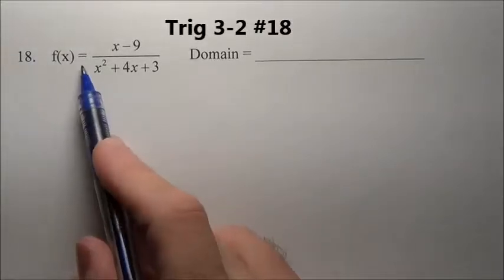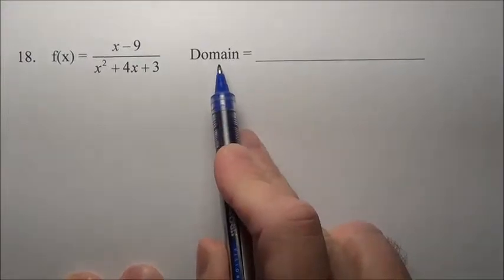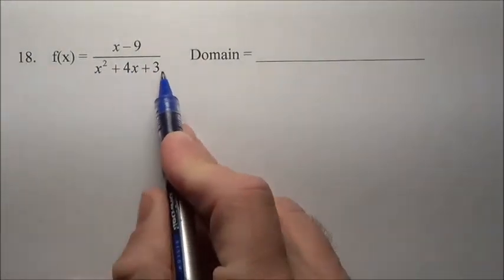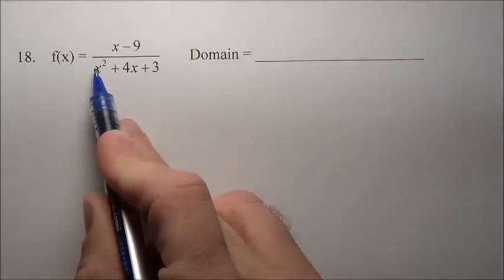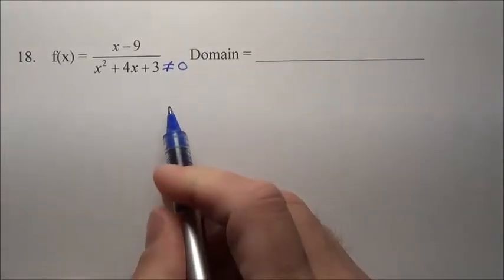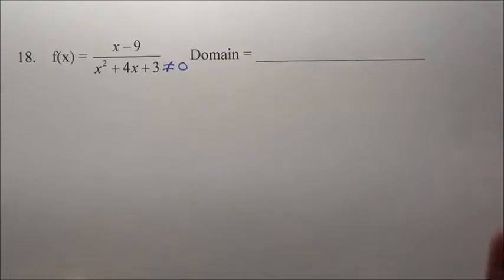Problem 18 gives us this function f of x and wants to know what can x be? What's the domain? Domain or what your x's are. Is there a restriction? Well, if we're dealing with a fraction, the bottom cannot come out to equal 0, because if it does, you can't divide by 0.